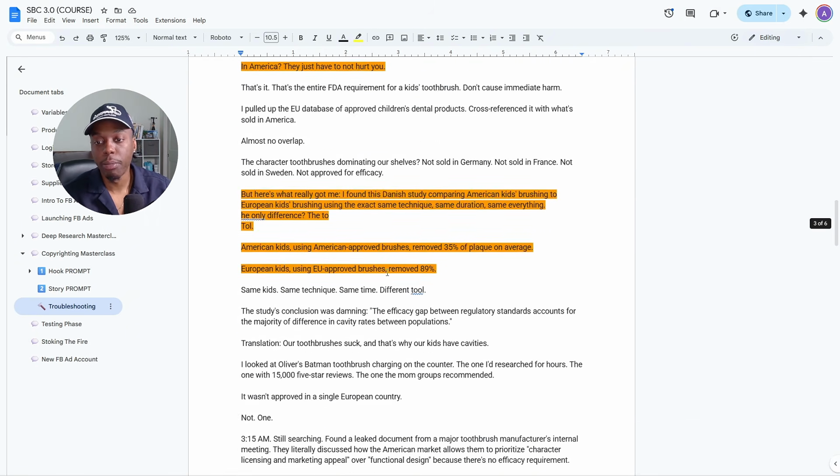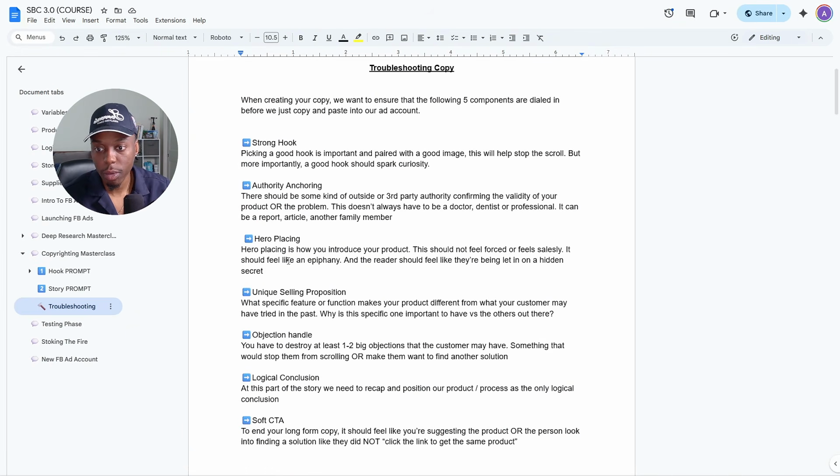So now we need hero placing, right? What is hero placing? Hero placing is how you introduce your product. This should not feel forced or salesy. It should feel like an epiphany, and the reader should feel like they're being let in on a hidden secret.